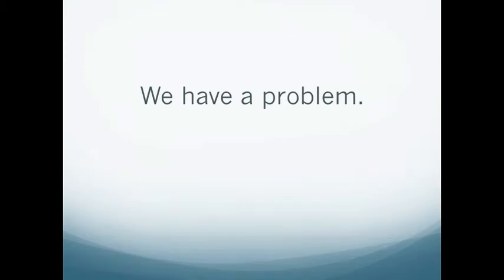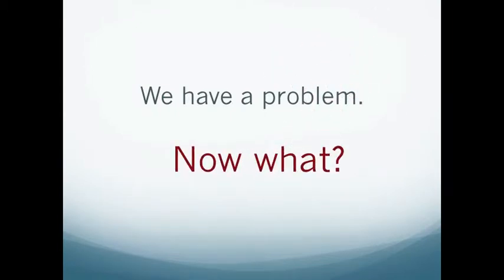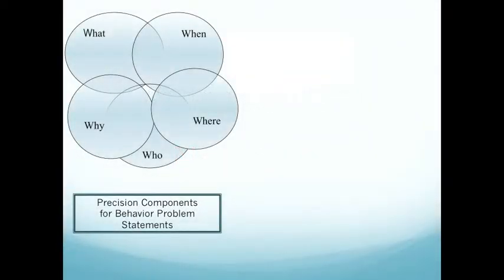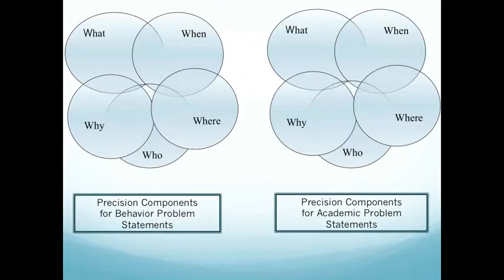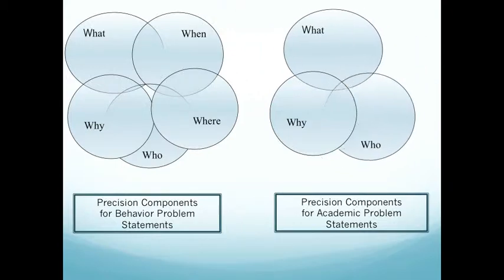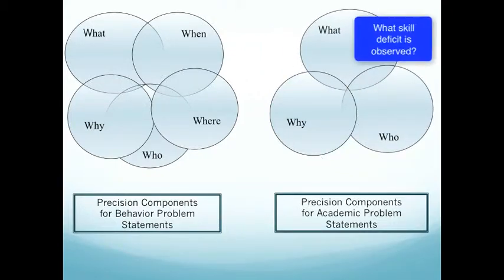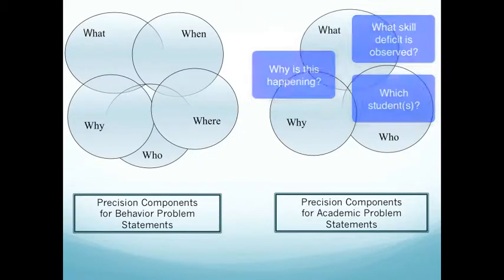Now, once we have defined that there is that discrepancy between what we expect and what we observe, our next question is going to be, what do we do next? Is this a point at which we can already start talking about solutions? With our behavior data, we used 5 different precision elements: what, when, where, who, and why. With our academic data set, we often find that we can collapse these into just what, who, and why.